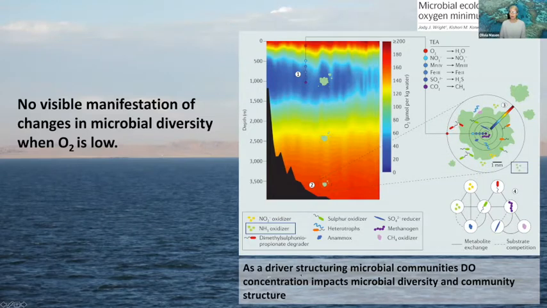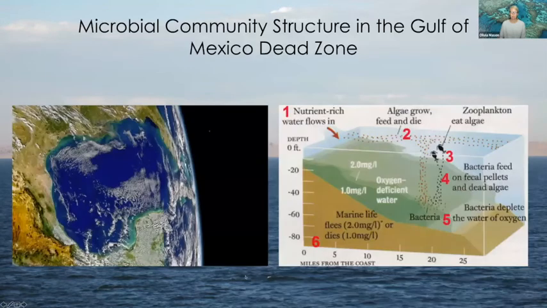So we know that oxygen is one of the primary drivers that actually structures microbial communities. So it determines what that community looks like, which microbes are abundant. It influences diversity, and it influences who's there and how abundant they are. So although there's no visible manifestation of changes because of low oxygen, we know that there are many changes in the water column in terms of the microbial community.